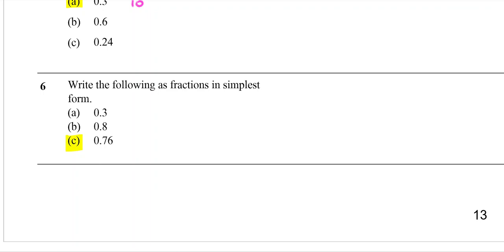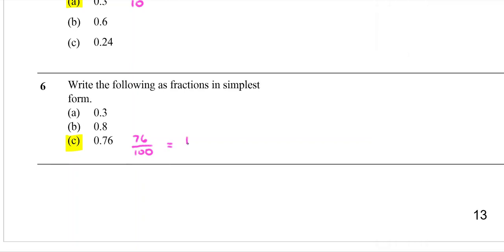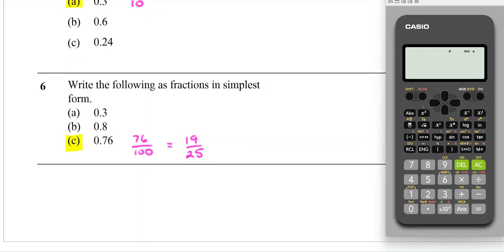But then in question 6, it wants us to do the same thing, but to then simplify it as well. Okay, so I've chosen one of the bigger ones down the bottom, so 0.76 would be 76 over 100, because the 6 was in the hundredths position. And then you would use your calculator to simplify that down. You just type in 76 over 100 and it is 19 over 25. Technically, you could have done that question from the very beginning, all on your calculator. All you would need to do is type the decimal in, 0.76, and press equals.